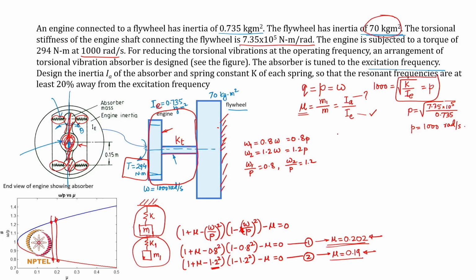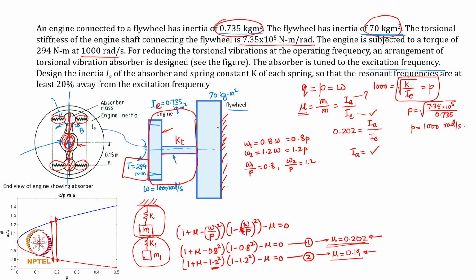So therefore, now that I have evaluated the value of mu, which is 0.202, I now have the relationship where IE and the mass ratio are known. IE is already 0.735, and therefore IA can be calculated.